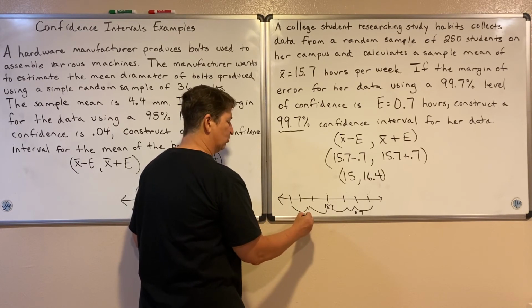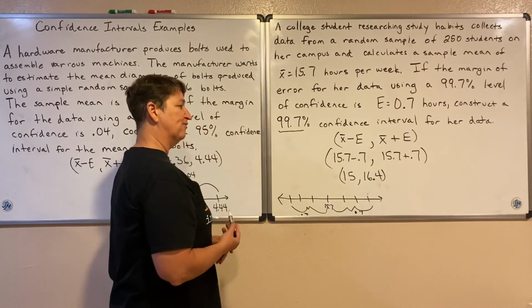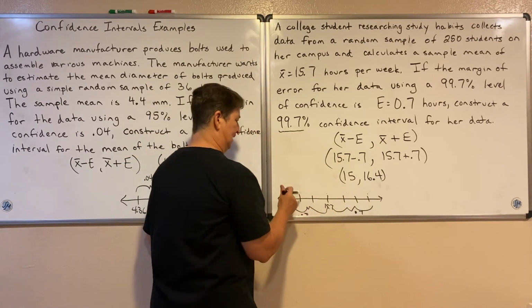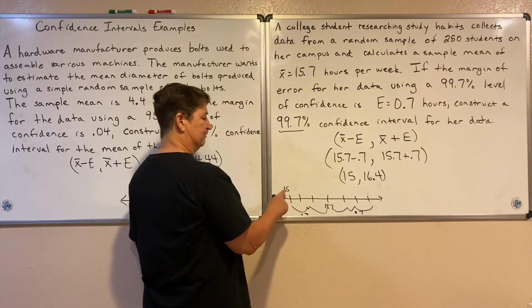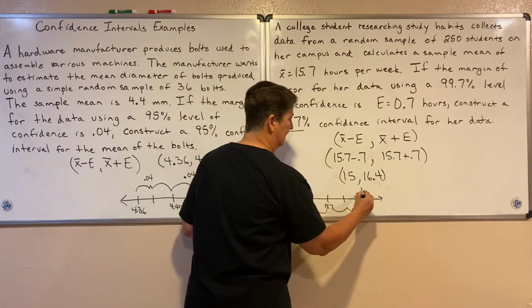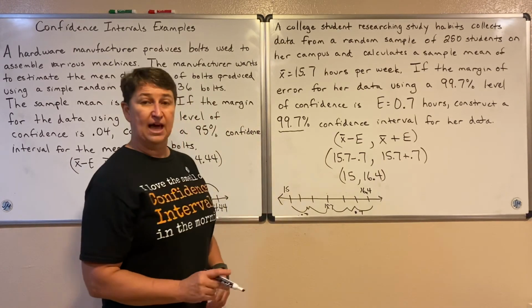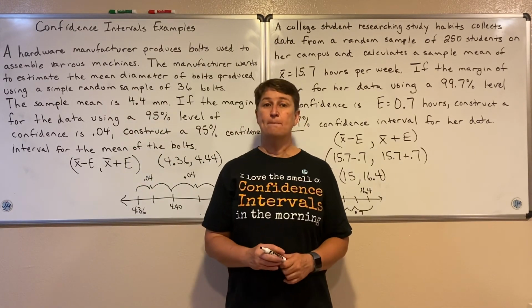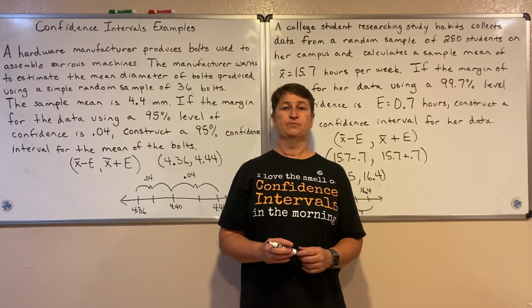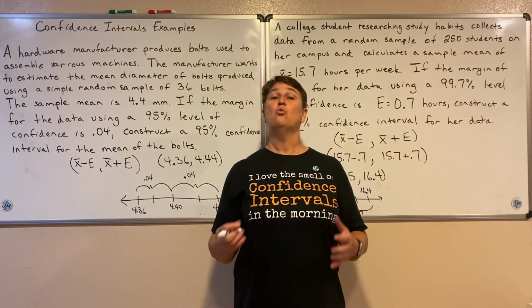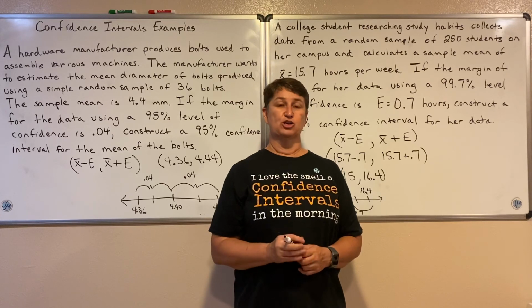So we're saying with 99.7% confidence that the parameter mean, that population mean, is going to be between 15 and 16.4, because that mean there is an unbiased estimate. So that's how we can find the confidence interval when we are given the margin of error.